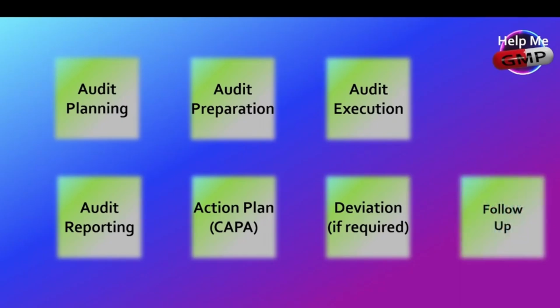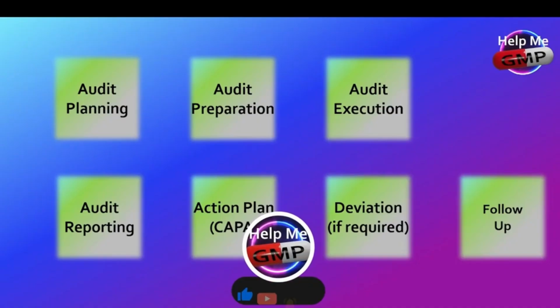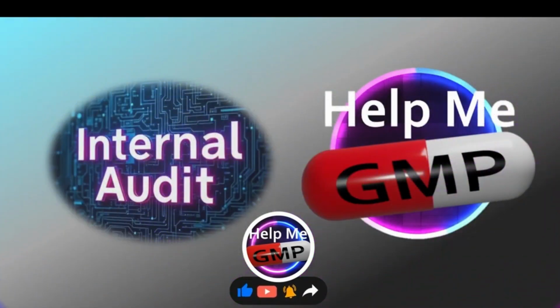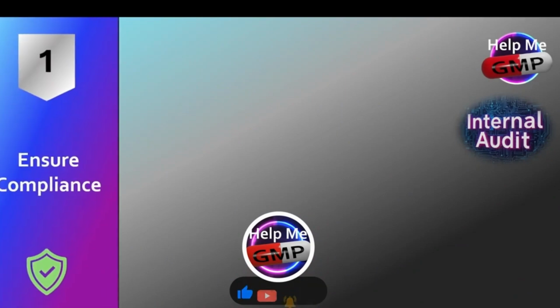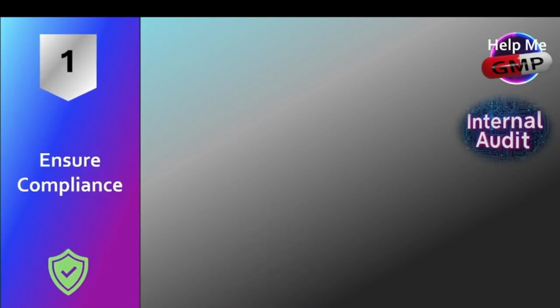Then, follow-up. Follow-up audits are conducted to ensure that corrective actions have been implemented and are effective. This step is crucial for maintaining continuous improvement and compliance. Internal audits are vital for several reasons. First, ensuring compliance. They verify that processes and activities comply with regulatory requirements and internal standards. This is a mandatory requirement of Chapter 9 of EU GMP.